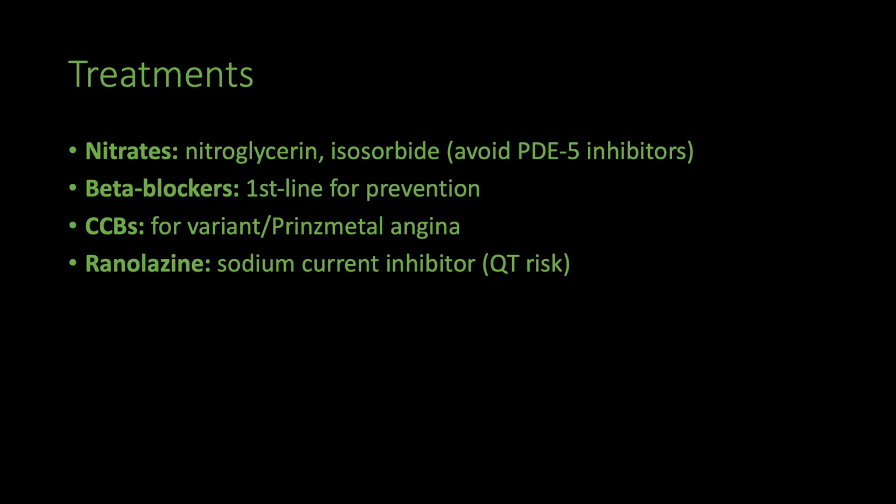So nitrates, nitroglycerin, these are typically medications that are used in emergency cases to relieve chest pain. Beta blockers, these are first line for prevention, especially used for chronic stable angina, which we'll get more into in later slides. Calcium channel blockers are just used as add-on therapy, or an alternative to beta blockers, for example.